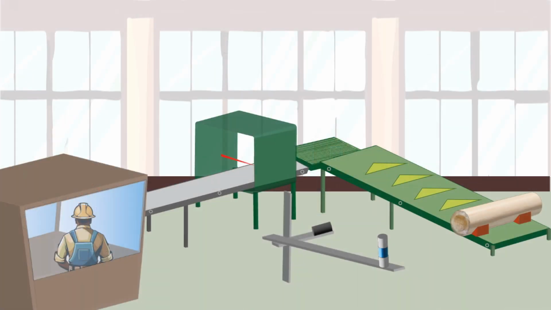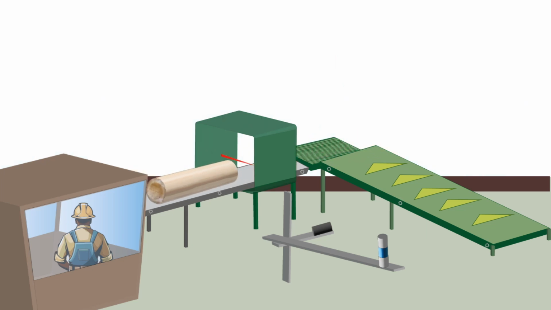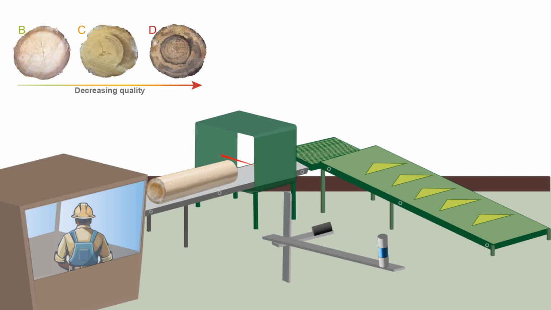Here you can see a typical process line, including the camera system we installed. In the beginning, the stems are lying on a conveyor belt. After they pass a detector, a picture is taken from the cross-section of the stem. Next, the stem is passing a device which is measuring the length and the diameter. After that, an employee manually visually grades the roundwood to classes B, C, and D, where B is the best and D the worst quality.